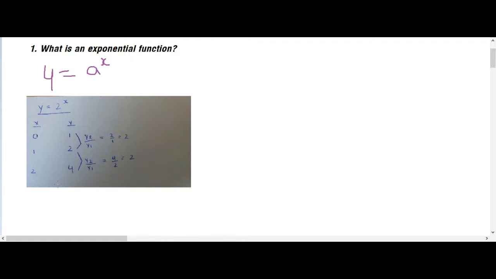If the ratios are constant, that means that the function is exponential. This can be seen through the example y equals 2 to the power of x, where the y values are 1, 2, and 4 as follows. In order to find their ratio, we use the formula y2 over y1, which ends up giving us a ratio of 2. And since this is a consistent value, this means that y equals 2 to the power of x is therefore an exponential function.